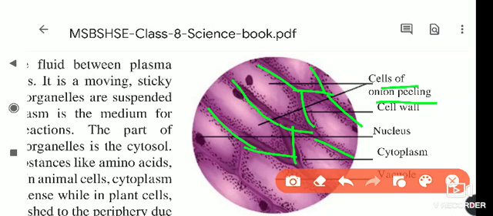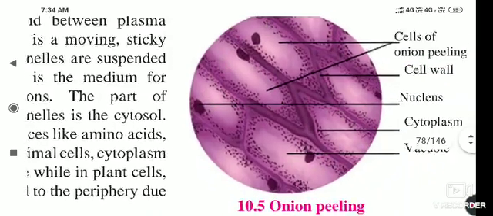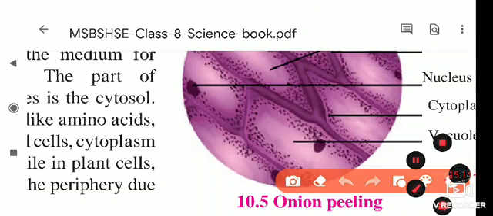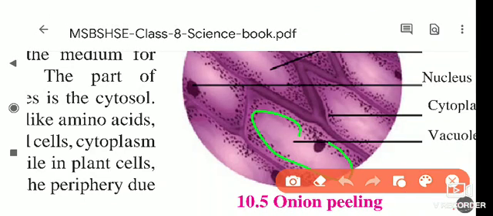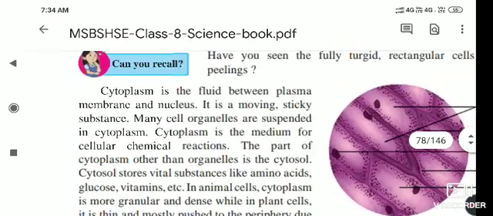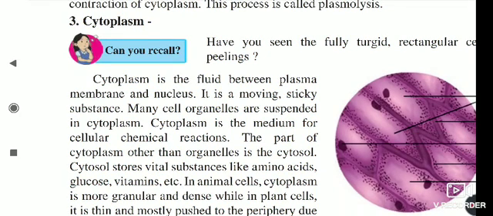Here this green color I marked, these are the cell wall. Okay, this is the nucleus, and the other part of this cell is called the cytoplasm. The remaining part, shown with the dotted line, is the cytoplasm, and this big one is the vacuole. Okay, so this is the cell structure, and cytoplasm is a fluid between the plasma membrane and the nucleus.